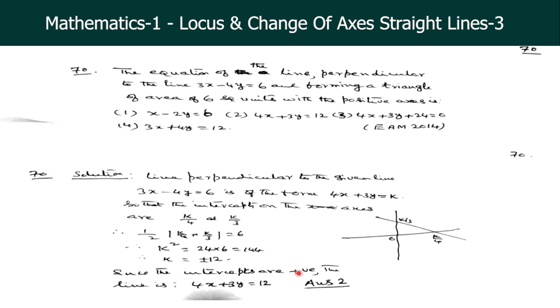Since the intercepts are on the positive axes, as he has given, the intercepts are positive. The line is 4x plus 3y is equal to 12, which is option number 2.